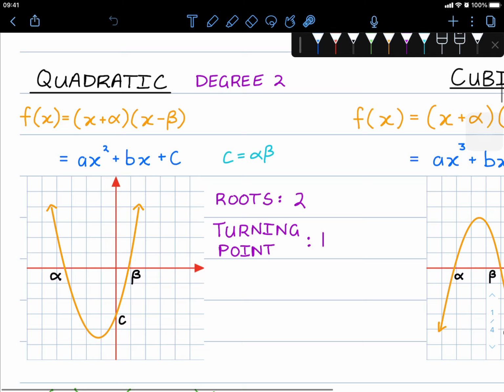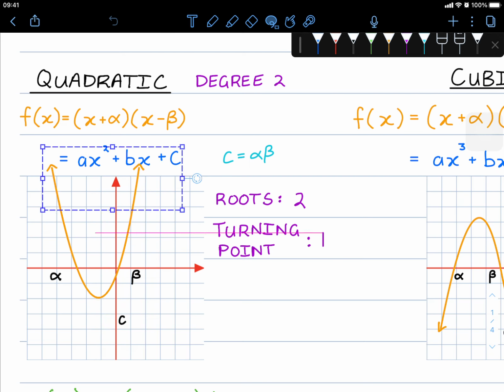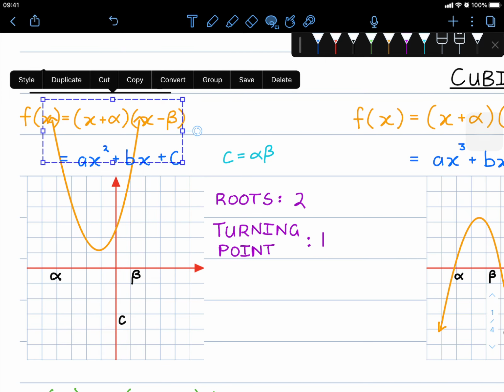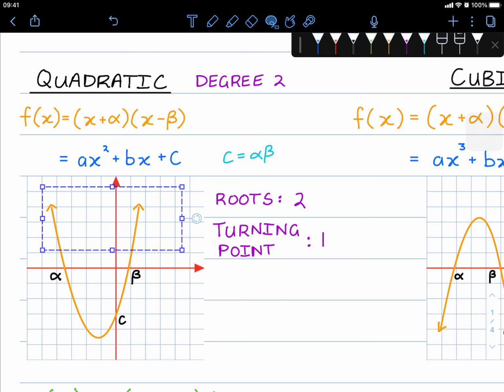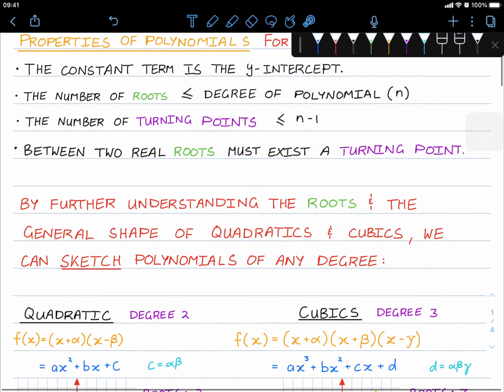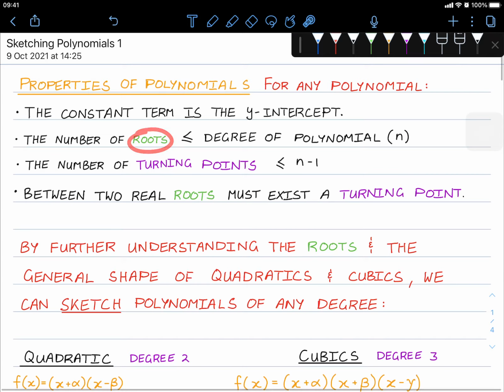And also take a look. It has degree 2, it has 2 roots at most, and it has 1 turning point. Now just letting you know, it's possible for this to have 0 roots. Let's take a look. If I shift it up like this, it will have no roots. It has no x-intercepts. But in that case, it still fulfills the idea that the number of roots must be less than or equal to the degree of the polynomial.